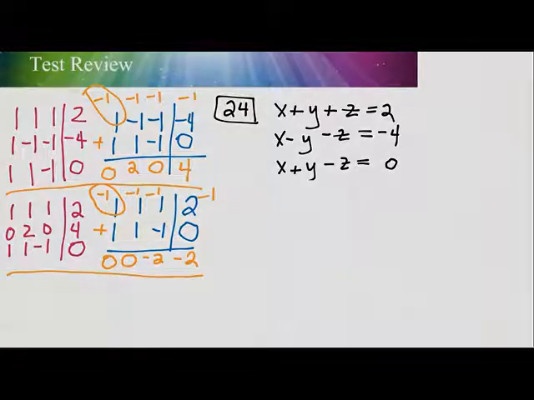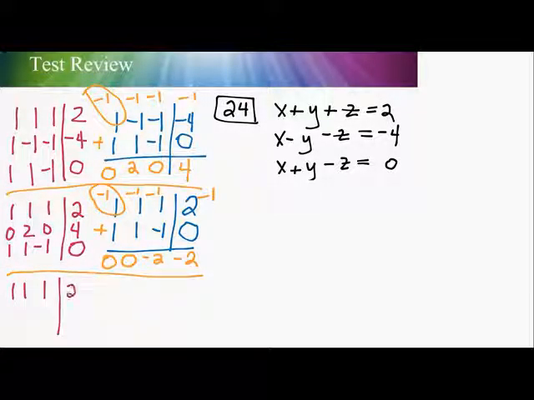Now I can replace the row. Remember, it's always do elimination on 2 rows and then replace a row from my new matrix. And so I'm going to have 1, 1, 1, 2, and the second row is 0, 2, 0, 4, and the third row is my new row, 0, 0, negative 2, negative 2.